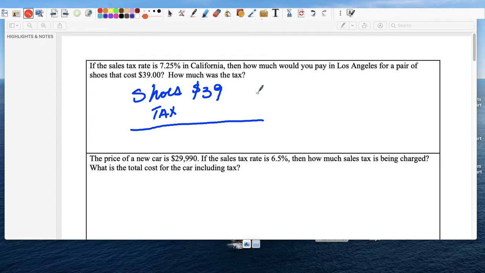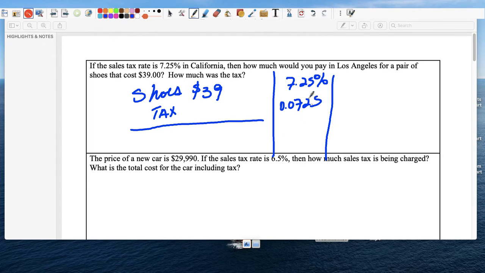So the tax is 7.25%, but remember we have to change that to a decimal, right? So we're going to move that 2 spaces to the left. It becomes 0.025, right? So I don't know why I'm doing it this way. Sorry. And then I put it this way. So 7.25% changes to 0.0725, and I'm going to multiply that.